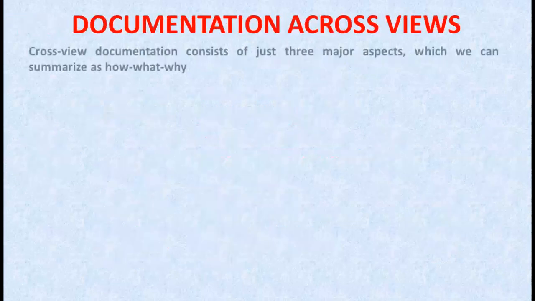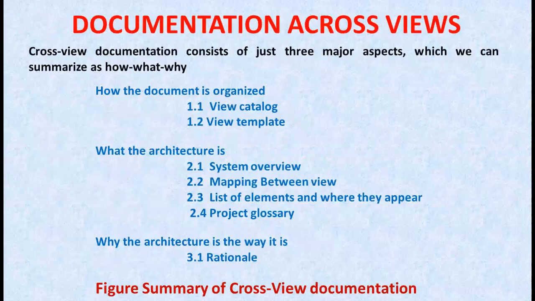Now, coming to the documentation across the views, cross-view documentation consists of just three major aspects which we can summarize as how, what, and why. So how the document is organized, we show it by using view catalogs and view templates. What the architecture is, that is what is the system overview, what is the mapping between views, what is the list of elements and where they appear, what is the project glossary. Why the architecture is the way it is, so why it is the rationale.